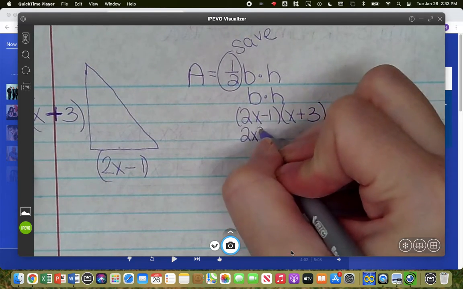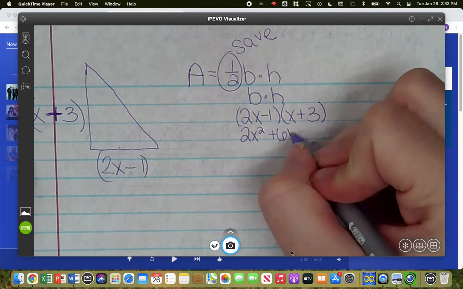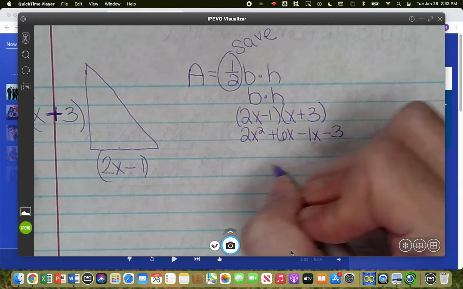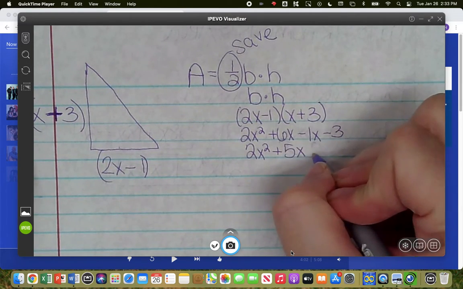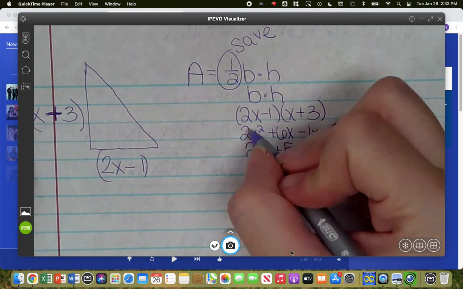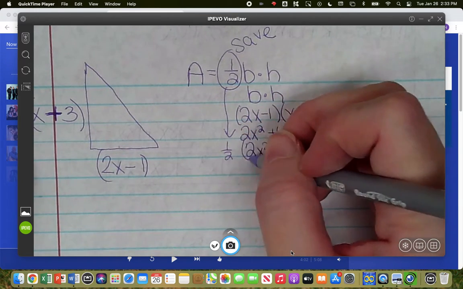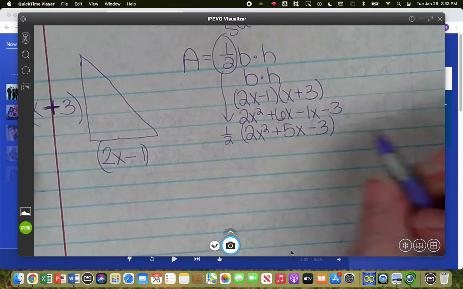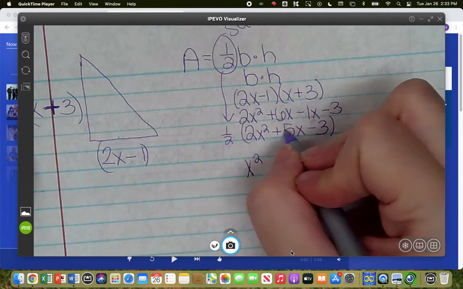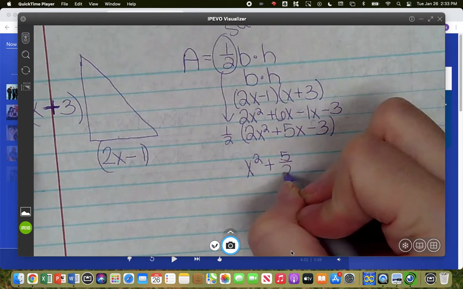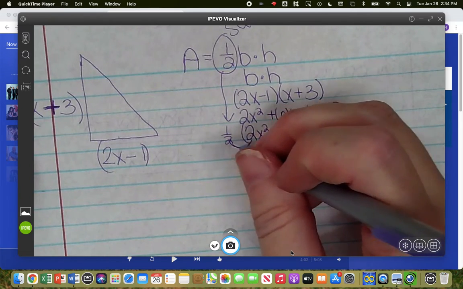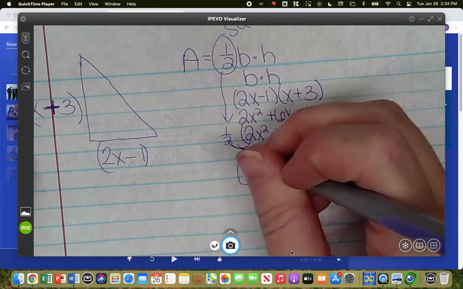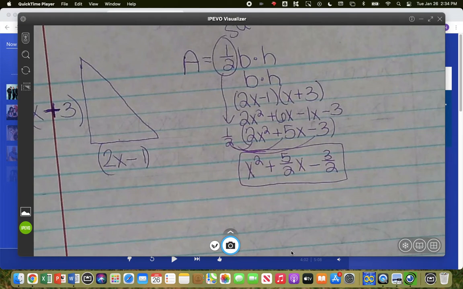We get 2x squared plus 6x, then minus 1x minus 3. And 6 minus 1 gives me 5x. So then the very last thing we do is take 1/2 of each coefficient. So half of 2 would be 1x squared. Half of 5 would be a decimal, so we can just leave it 5 over 2x minus 3 over 2. So we're going to distribute the 1/2 to each coefficient. Now, if it's a whole number, you just divide it by 2. If it's an odd number, you're going to put it over 2.